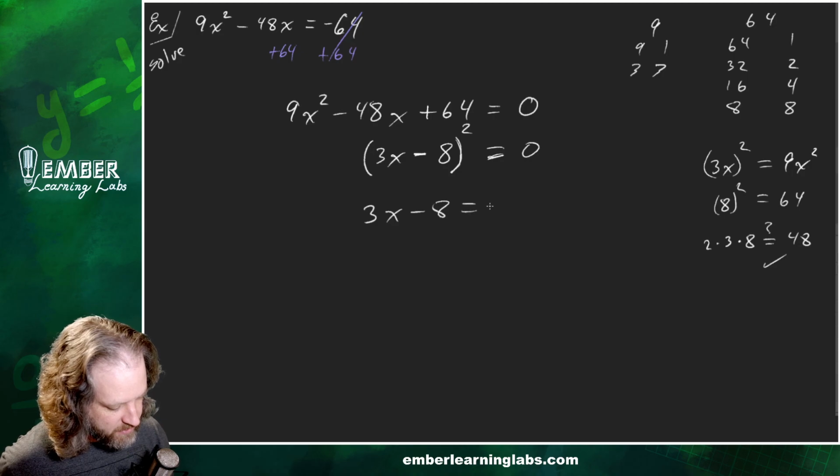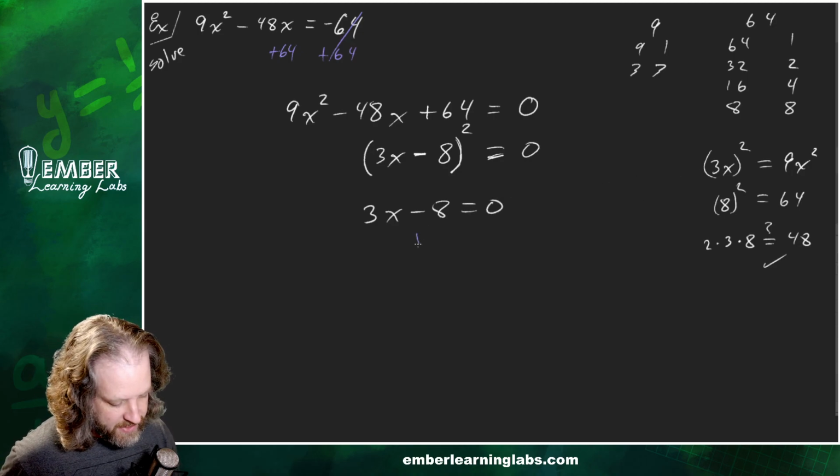3x minus 8 equals 0. Now we can solve that little guy. Plus 8, plus 8.